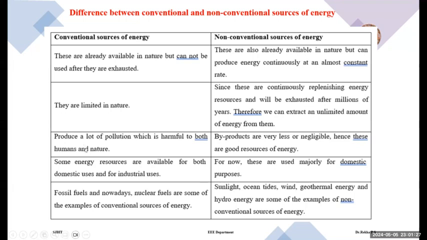So the next difference is coming to conventional. It produces a lot of pollution, which is harmful to both humans and nature. Similarly for non-conventional, byproducts are very less or negligible. Hence, these are good resources of energy. Coming to conventional, some energy resources are available for both domestic uses and even for industrial uses. And coming to non-conventional, these are used majorly for domestic purposes.